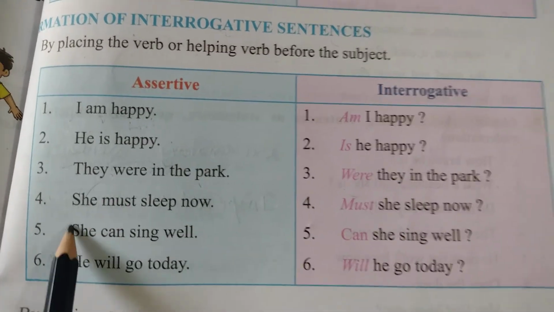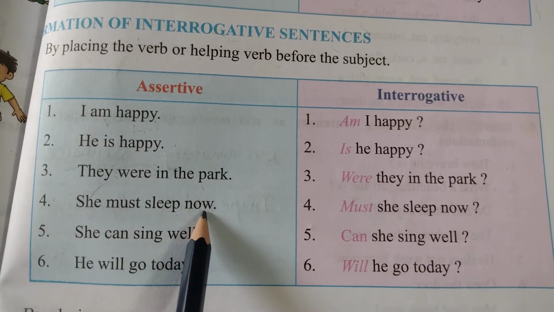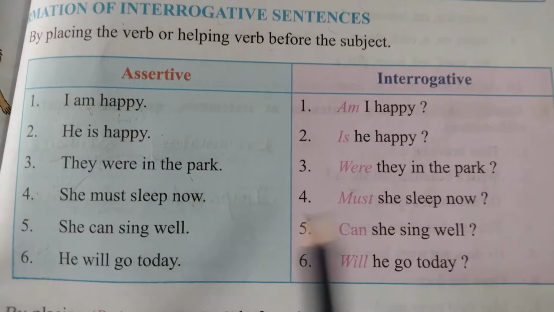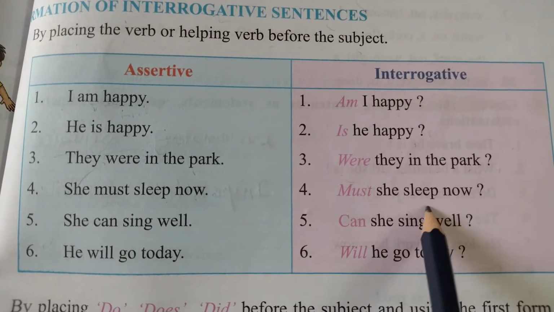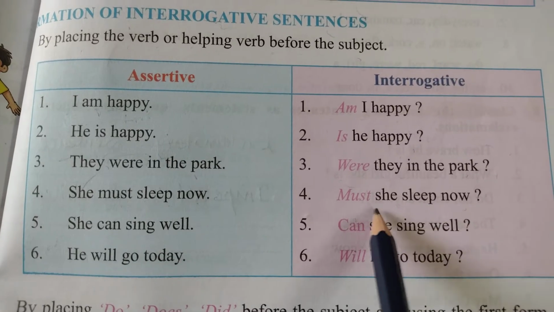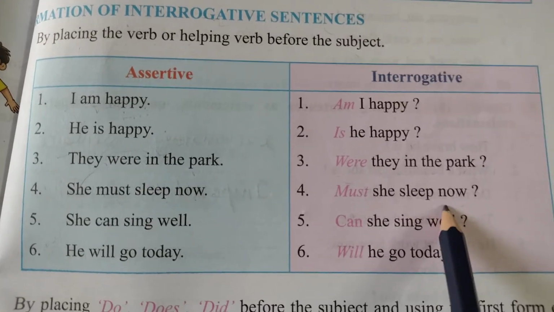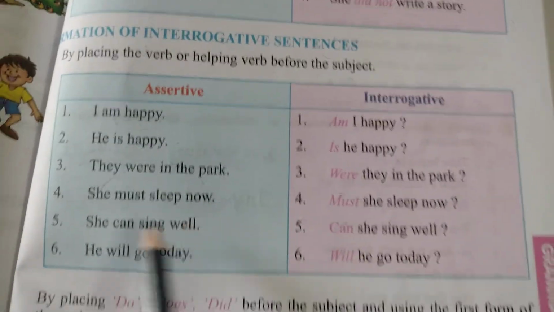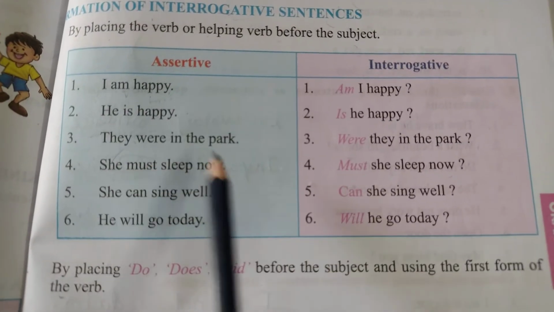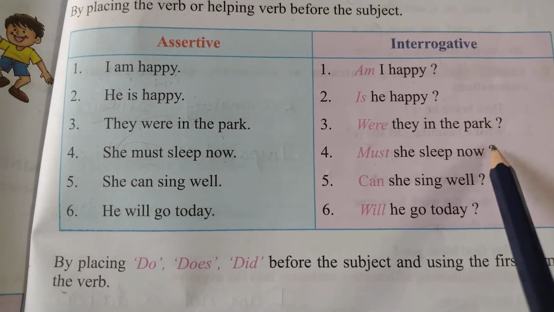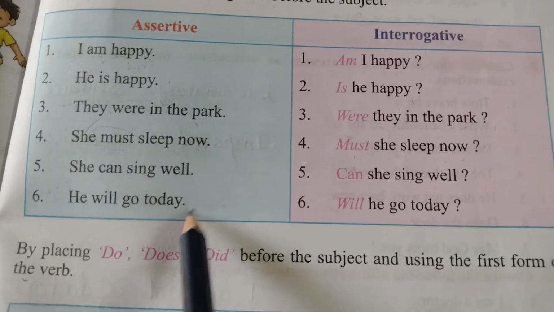It gives that meaning. So, she must sleep now. It says that she has to sleep now, but here it is, must she sleep now? That means, is it necessary or important whether she has to sleep now or not. So, must she sleep now makes the question. You have to place the helping verb before the subject and end the interrogative sentence with a question mark.